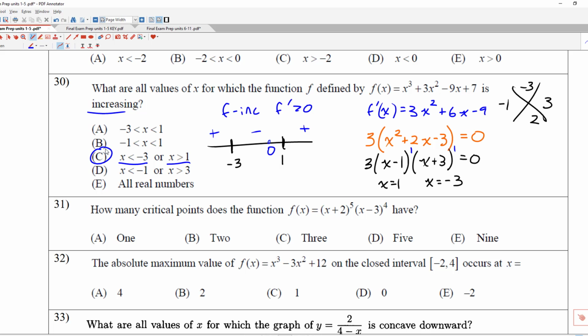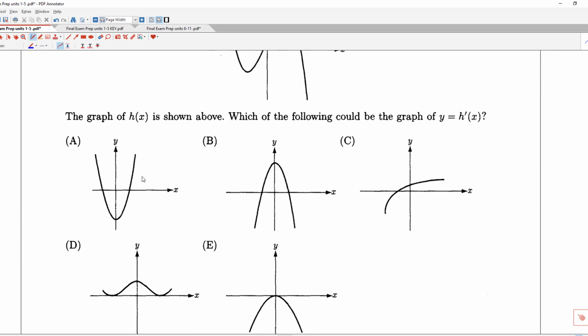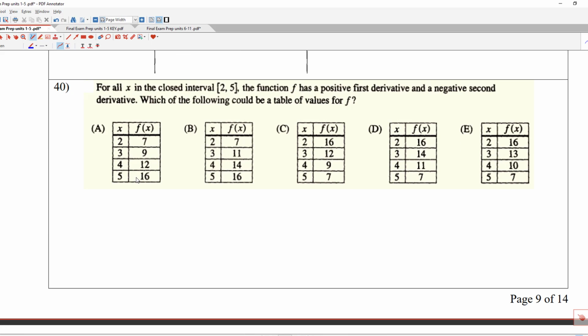Next question I should be going over looks like it's number 40. Let's skip down to number 40. Oh yeah, the tables and finding first and second derivatives. Yeah, so this one I think maybe talked about maybe twice. Can't remember which unit, but you're looking for first and second differences.